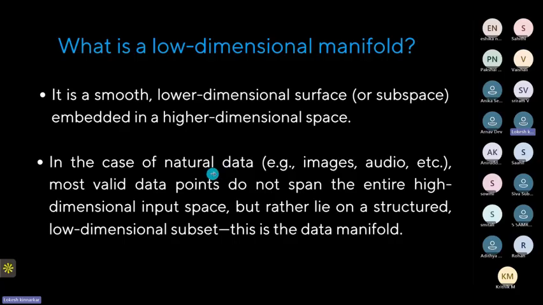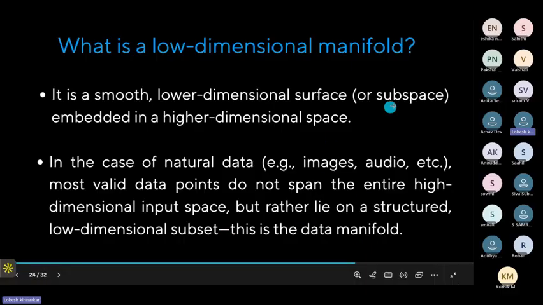That's what I'm trying to convey here: in the case of natural data, most of the valid data points do not span the entire high dimensional input space, but rather lie on a structured low dimensional subset, which is called the manifold. And this whole thing is explaining the manifold hypothesis.